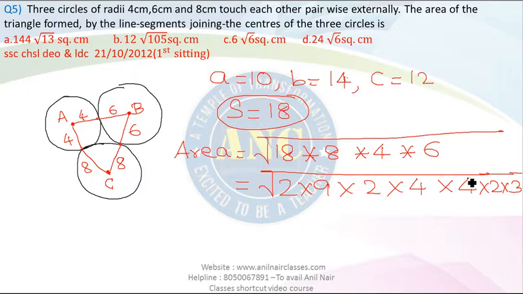Can I say that 4 into 4 is 4 square? Square root of 4 square is 4, taken outside. Square root of 9 is 3, taken outside. These 3 terms are over right now.